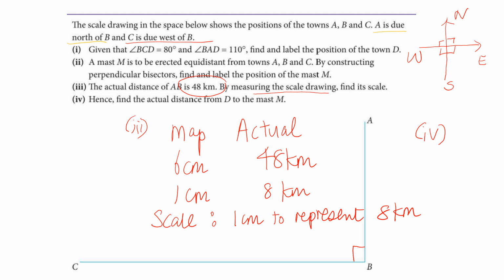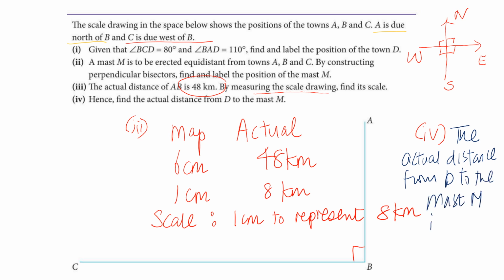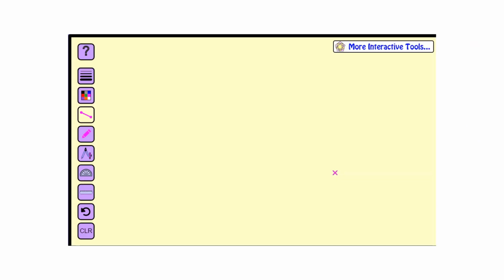So the actual distance will be 8 times 8, that gives you 64 kilometer. Okay, right, so the next slide will show you how we can find town D and also the positions for the mast M. Alright, so let's construct the 3 points first.